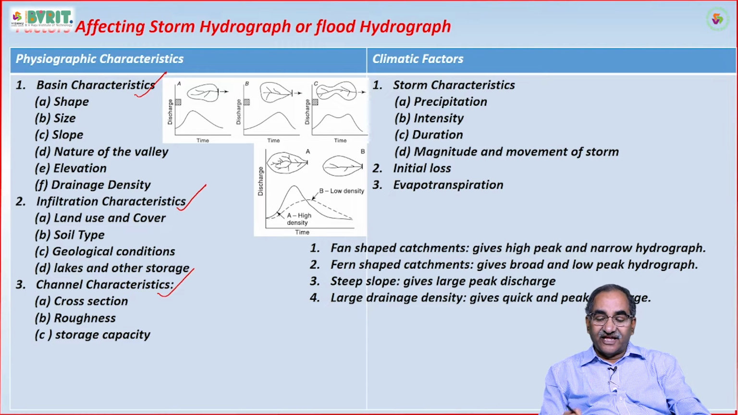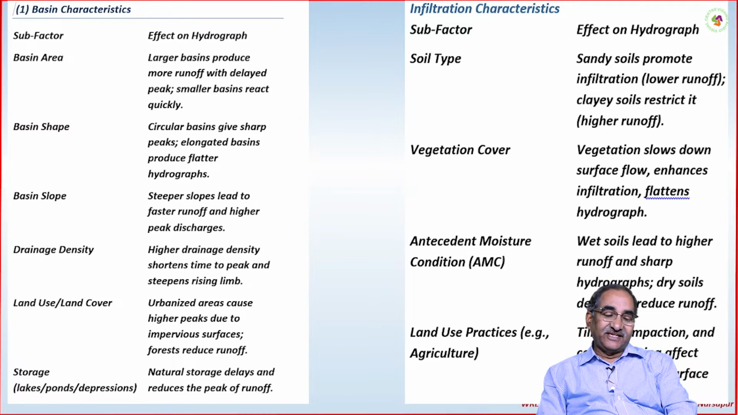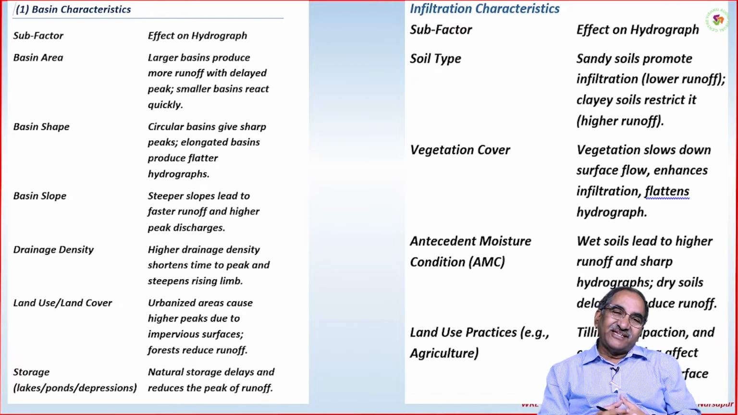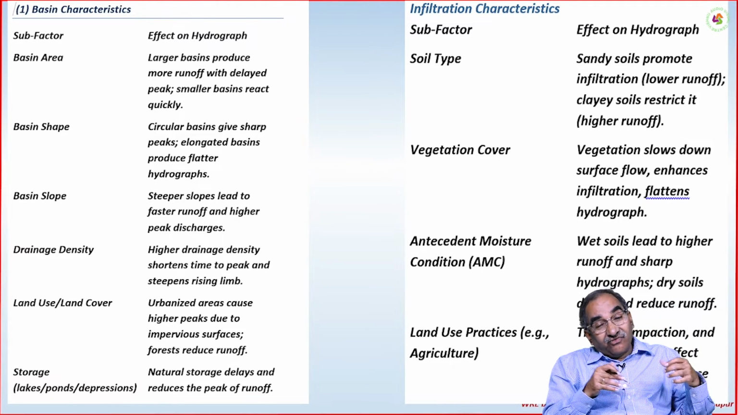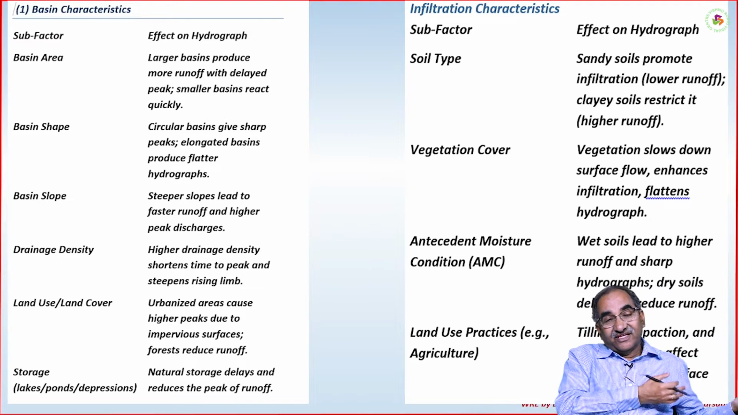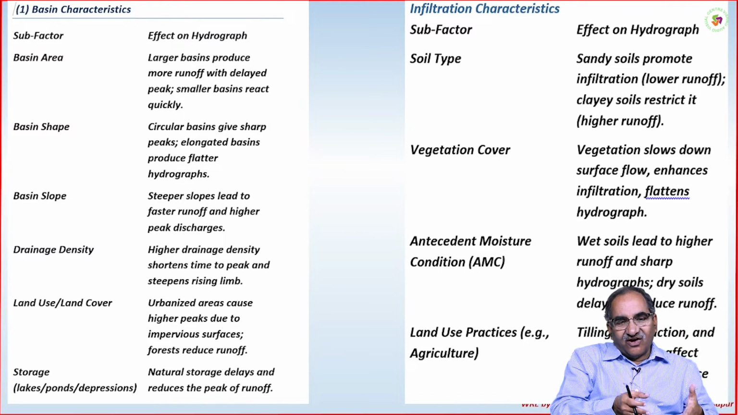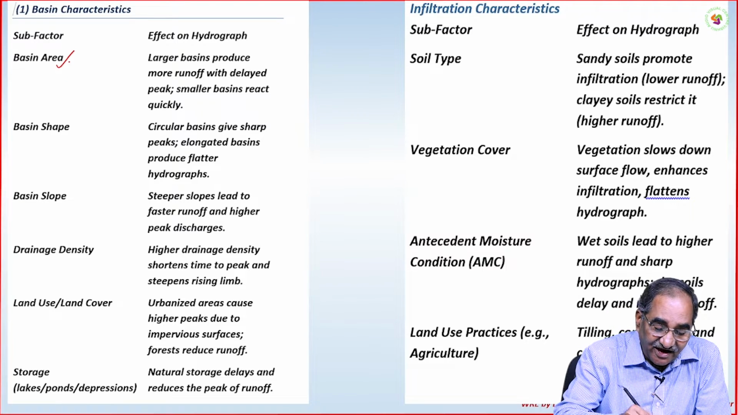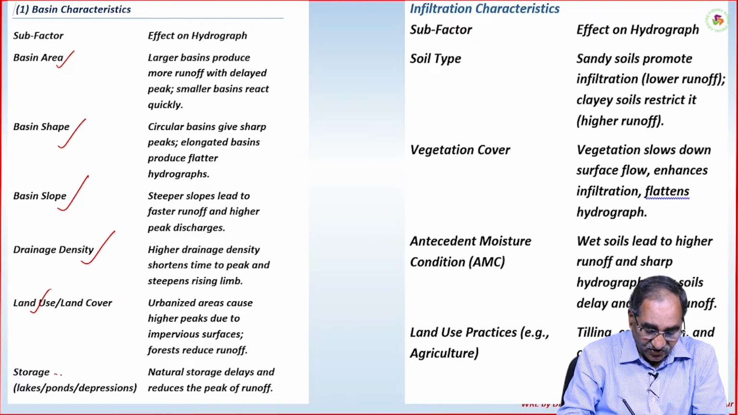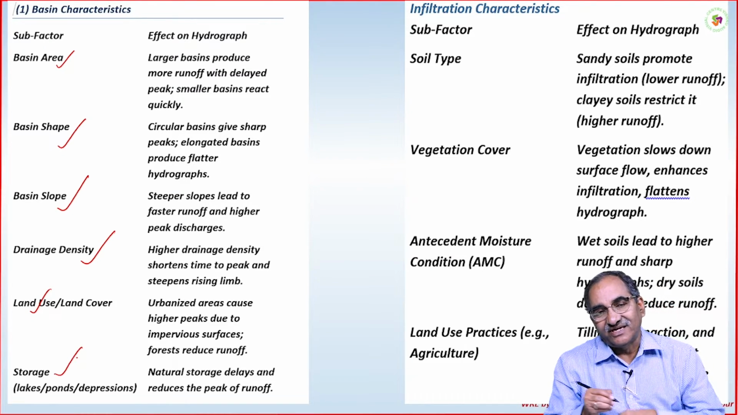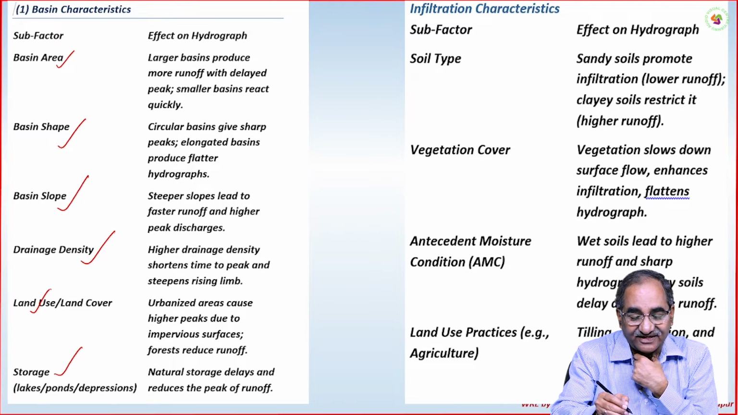I will show you in detail how they can be done. Suppose I take basin characteristics. What are the various basin characteristics? What is the shape of the basin? What is the area of the basin? How is the slope of the basin? How is the drainage density? And how is the land use? What is the storage? So these are basin area, basin shape, basin slope, drainage density, land use, and storage. These are the 6 points that come under basin characteristics.